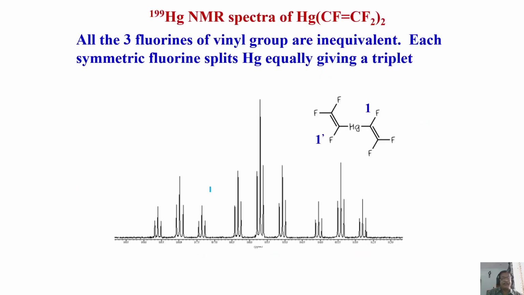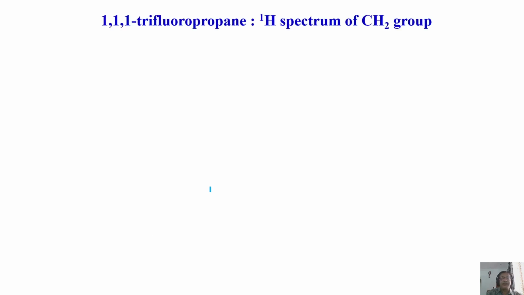It is written here. Now this is one triplet, and each of these is another two triplets, and each line of this triplet is split into triplets like this. Fantastic, you know. So now we look at the trifluoropropane 1H spectrum of the CH2 group.